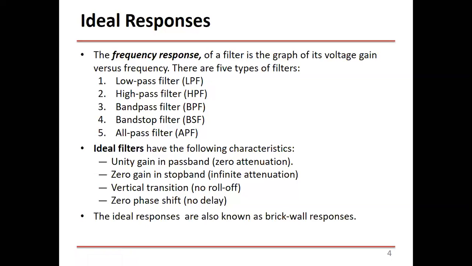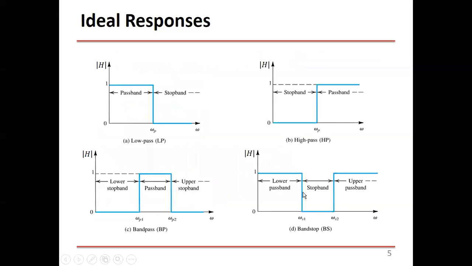However, these ideal characteristics are impossible to implement or realize in real life, okay? Sometimes we call these ideal responses brick wall responses, because they look like a brick. If you see here, these are the ideal responses. This is for the low pass filter, high pass filter, band pass filter, and band stop filter. You can see it has a flat, equal range of pass band, which is 1, and 0 in the stop band.